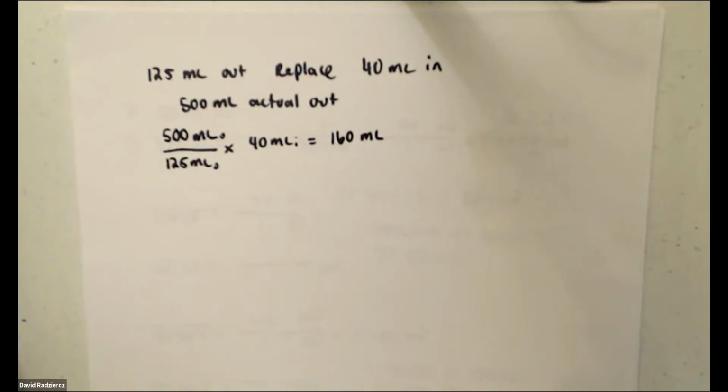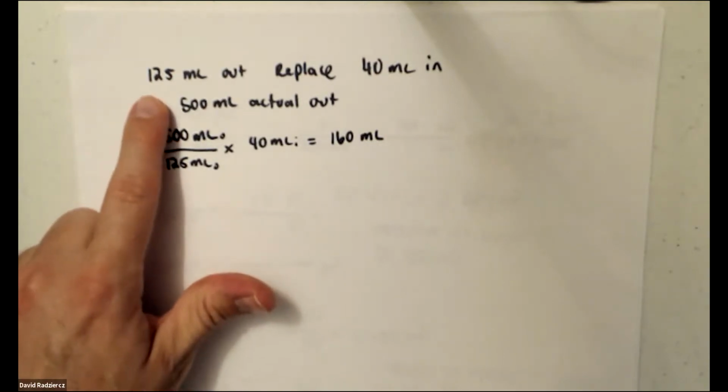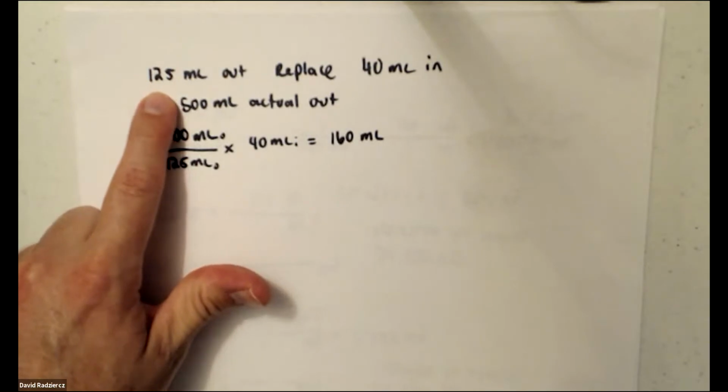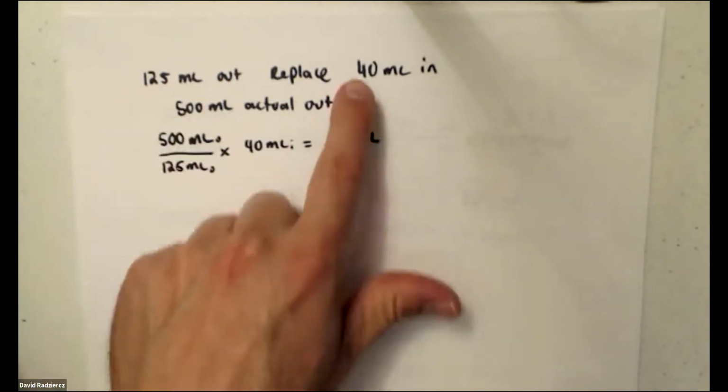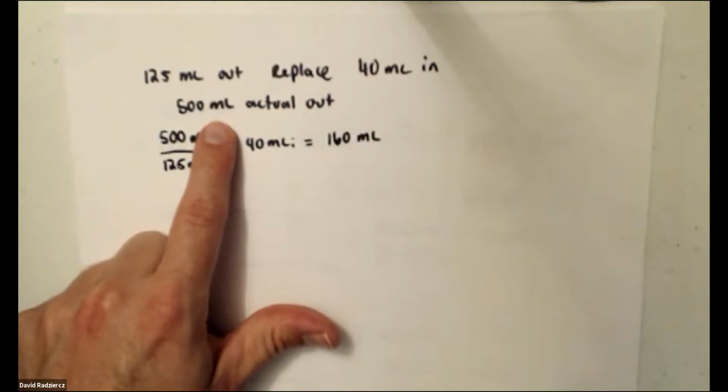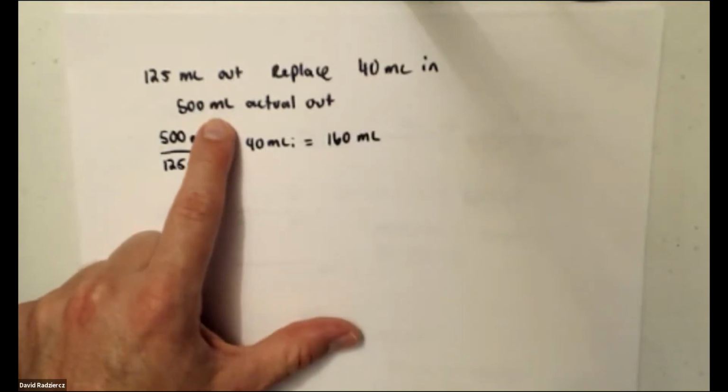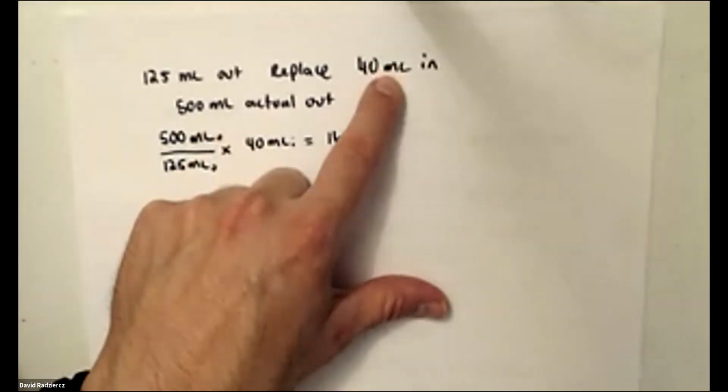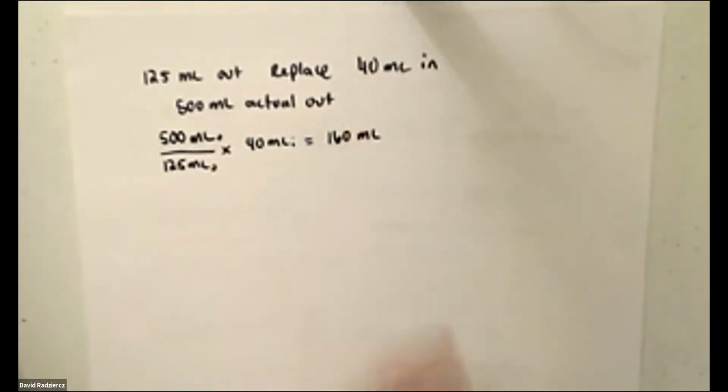So let's say you could get another scenario where for every 125 out, you replace with 40. Let's say the actual output was only 100 milliliters. You're still going to give them some volume. You're just not going to give them 40, right? You're going to give them less than 40 because the actual void was under 125.